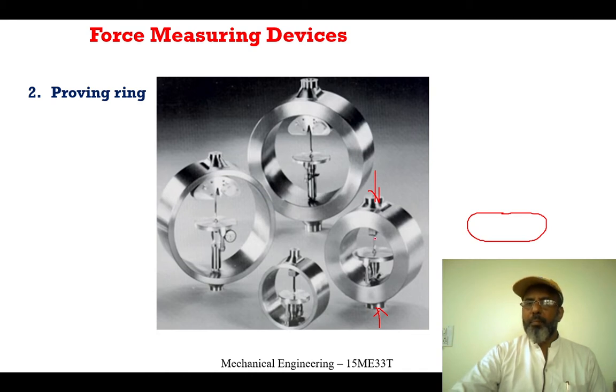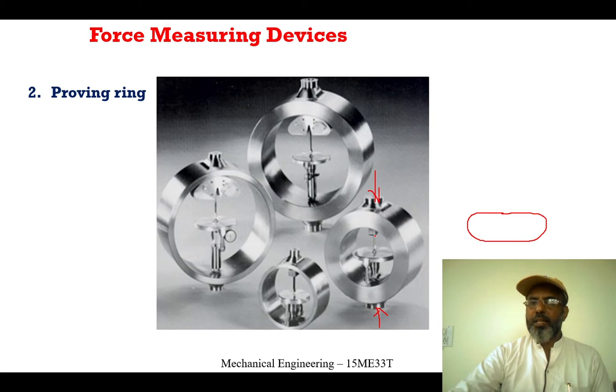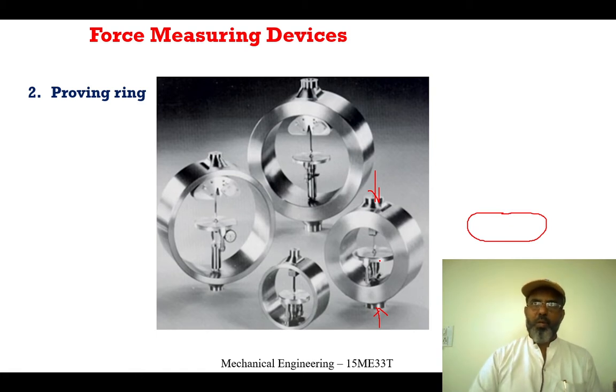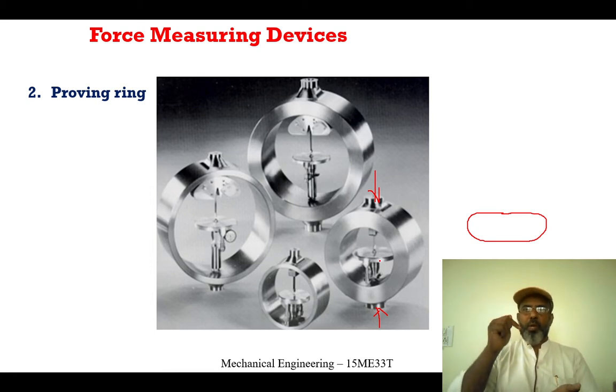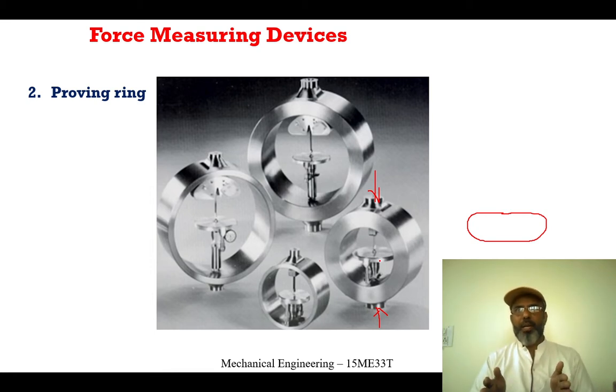These are connected to the internal bosses. When the anvil of the micrometer wheel touches the vibrating reed at its bottom, then the reading taken with the micrometer wheel gives the deformation of the proving ring. Even in case of spring balance, there also when you are going to apply the load, the spring gets elongated, the change in length is measured on the graduated scale, that deformation gives the applied load.